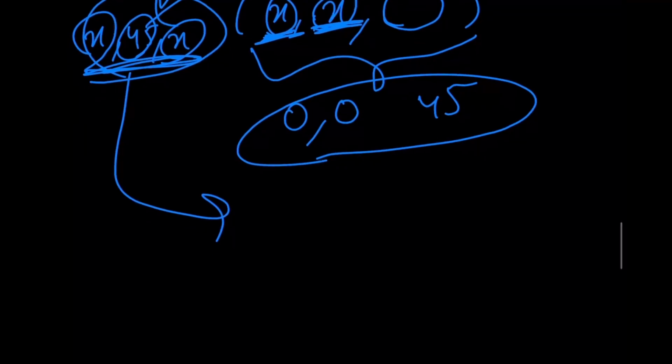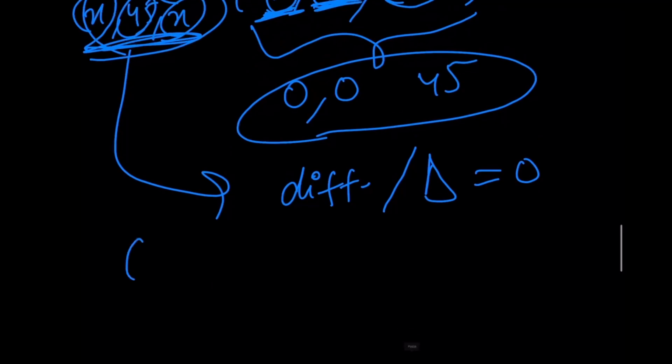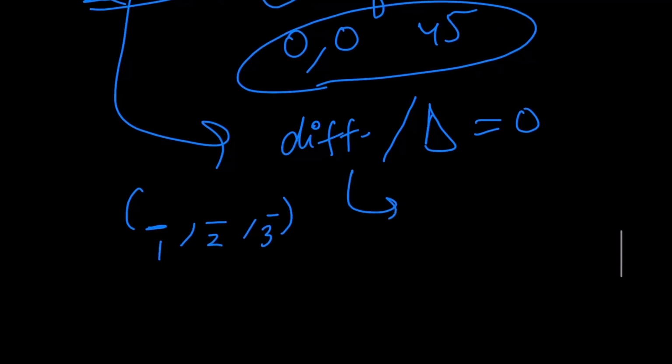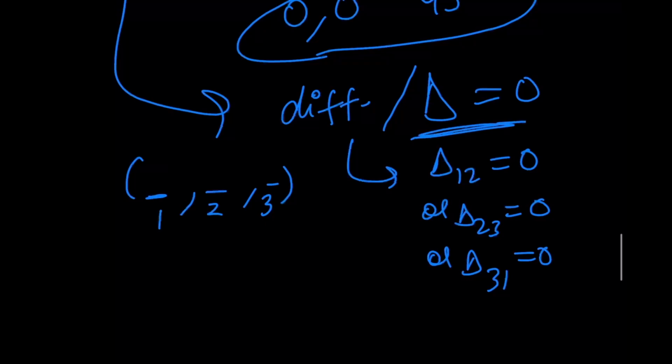Now, what does equal mean? That means that the difference, or the delta, between those two values has to be equal to 0. So if I call this position 1, this position 2, and this position 3, what I mean is that I want delta 1 2 to be equal to 0, or delta 2 3 to be equal to 0, or delta 3 1 to be equal to 0, right? Where delta is basically the mod of the difference between those positions.